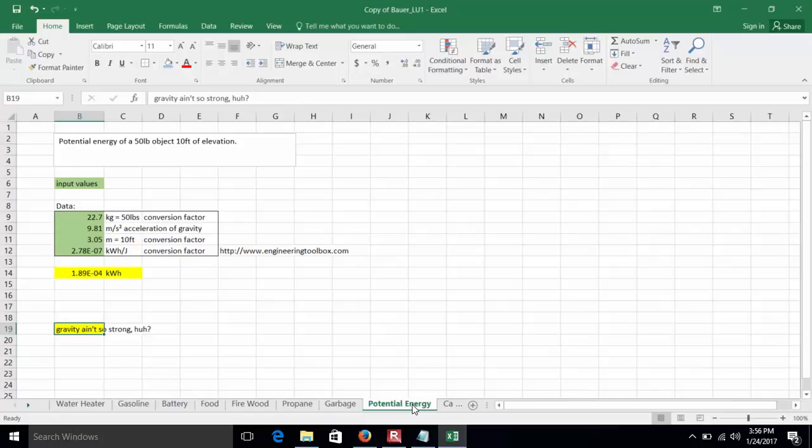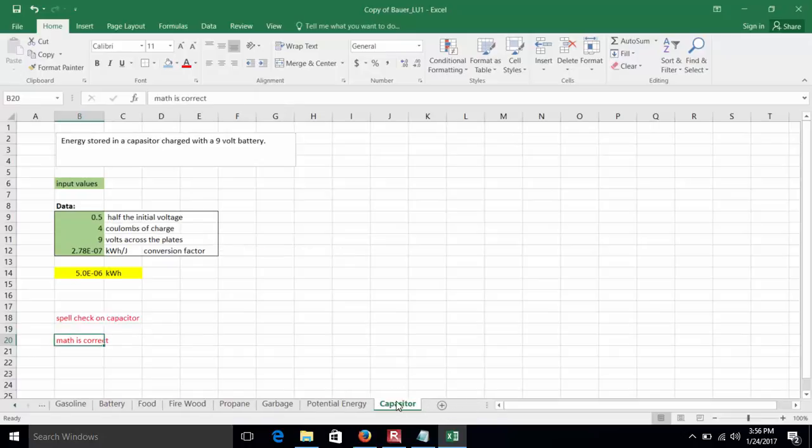I mean, look how little energy is in a 50-pound object 10 feet up a hill. It's not going to heat your water tank rolling that bad boy down the hill. It's not going to charge your battery. It might chop a piece of firewood. I mean, you drop a 50-pound weight 10 feet, you might chop a piece of kindling with it, but. He's got a little typo. He misspelled capacitor, but happens.